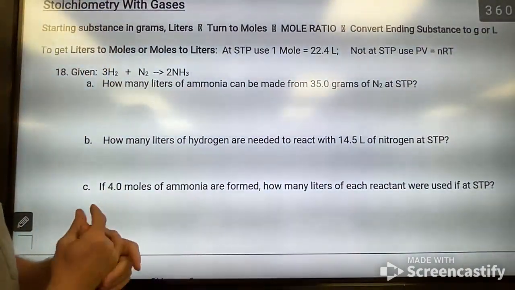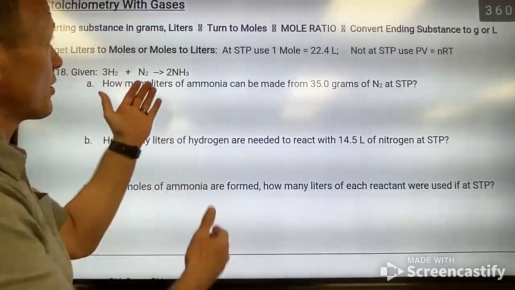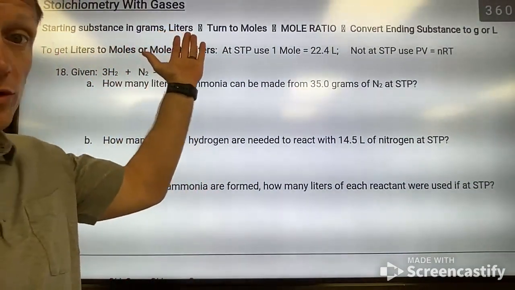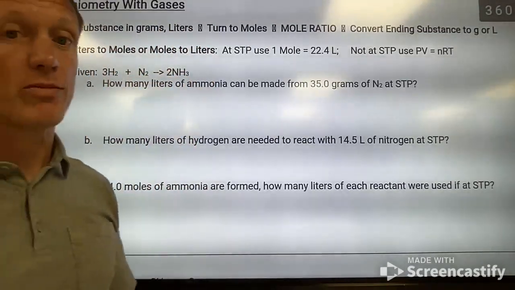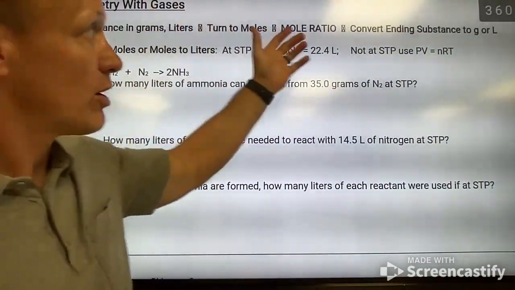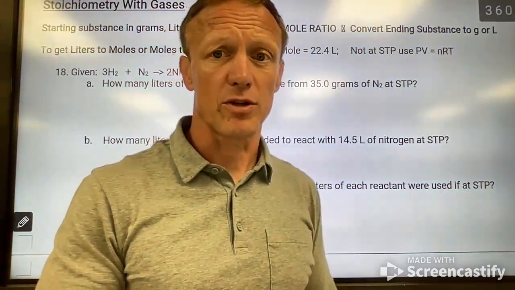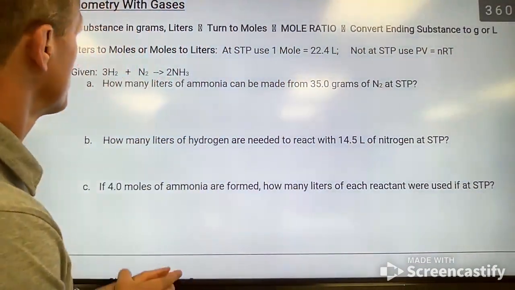So if you start in grams, like we normally do, we turn into moles. We do our mole ratio to get from one thing to another. If we start in liters, we'll do the same thing. Turn into moles, do our mole ratio to get from one thing to another. So the only difference here with gases is we could start with liters or we could finish with liters. Whereas before it was always grams or moles we started with and grams or moles we finished with.